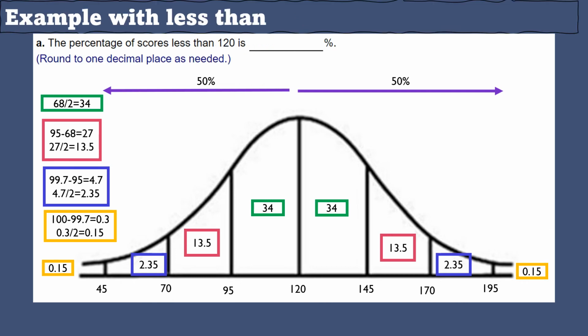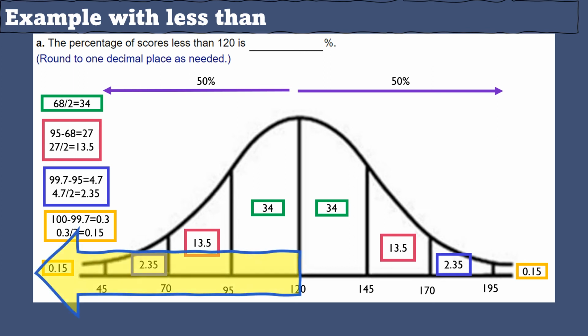The percentage of scores less than 120 is, okay, so if we look at this, where's 120? It's right in the middle, which means we're looking at 50%.